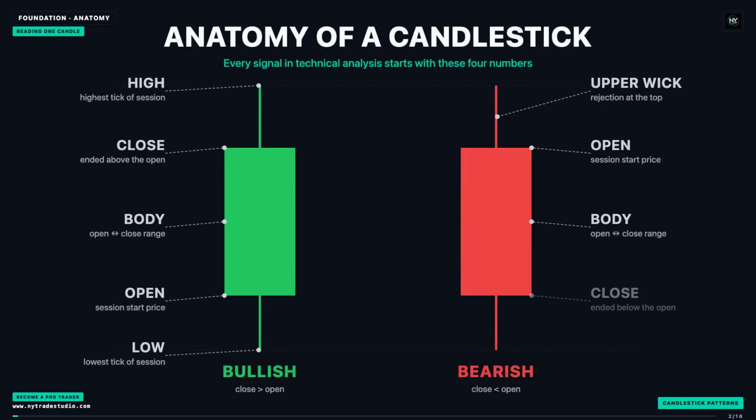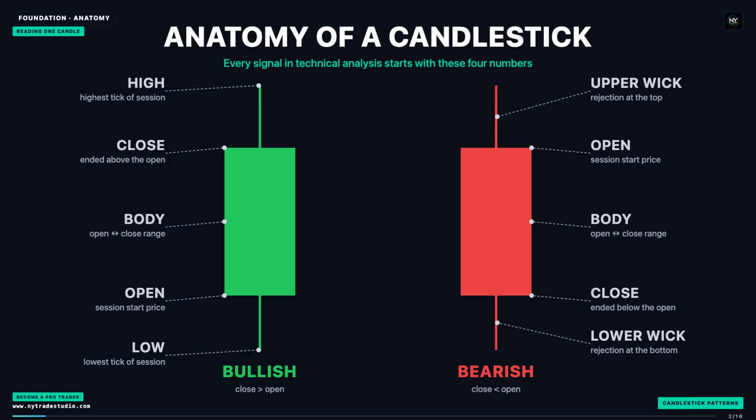Two shapes on screen: bullish in green, bearish in red. The thick part is the body. It shows the open price and the close price. On the green candle, price opened low and closed higher. Buyers won the session. On the red candle, price opened high and closed lower. Sellers won. The thin lines above and below the body are the wicks, also called shadows.